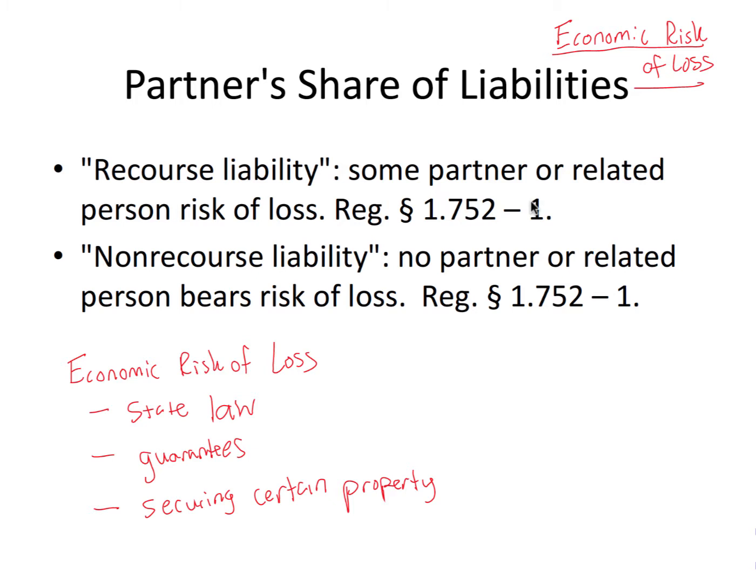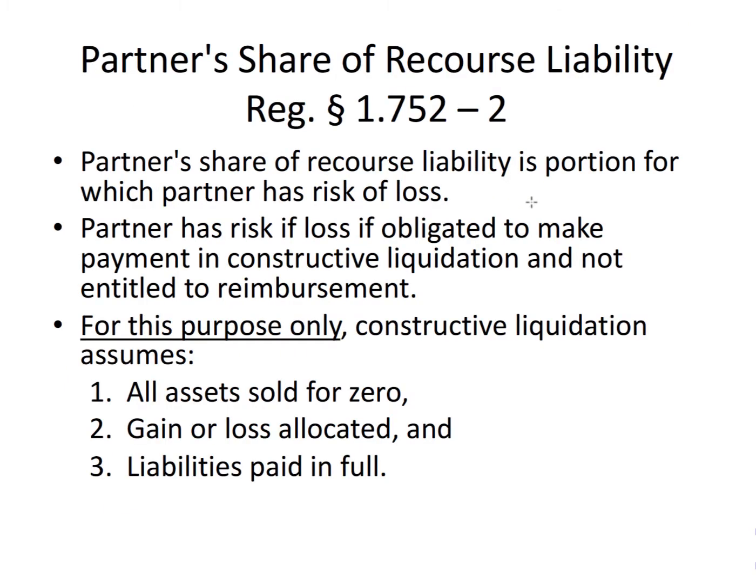So if you don't have economic risk of loss, no partner or related partners, then it's considered non-recourse. All right? So if it's considered a recourse liability, then we basically use what we call an end-of-world liquidation test. And the reason it's an end-of-world liquidation test is because you're going to see that some assets are going to be sold for $0. That's the key. For zero. I know it sounds crazy, right? End-of-world liquidation test.